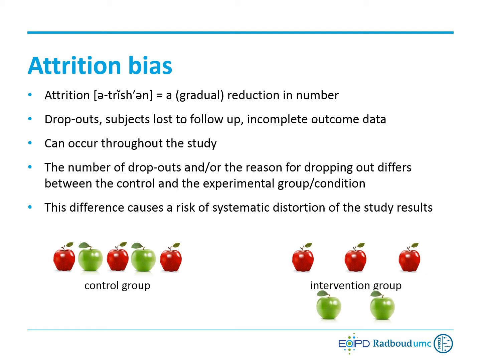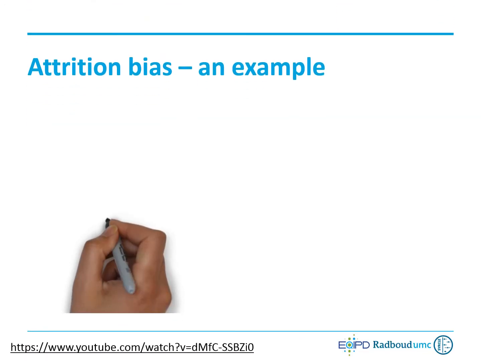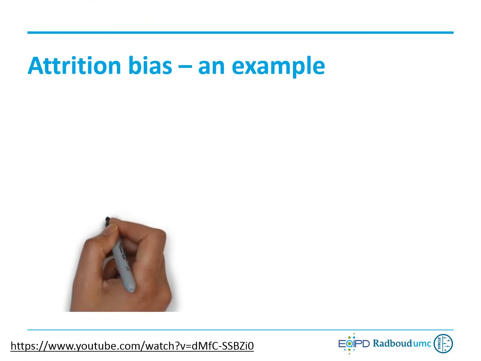Here, if all green apples are lost to follow-up in one group, but not in the other, this causes an artificial systematic difference between the groups in the color of the apples. Note that attrition bias is often aggravated when new subjects are added to replace the dropouts until a certain number of subjects is reached. But why is attrition bias so important? Here's a video scribe from the folks at Sketchy EBM explaining this further.